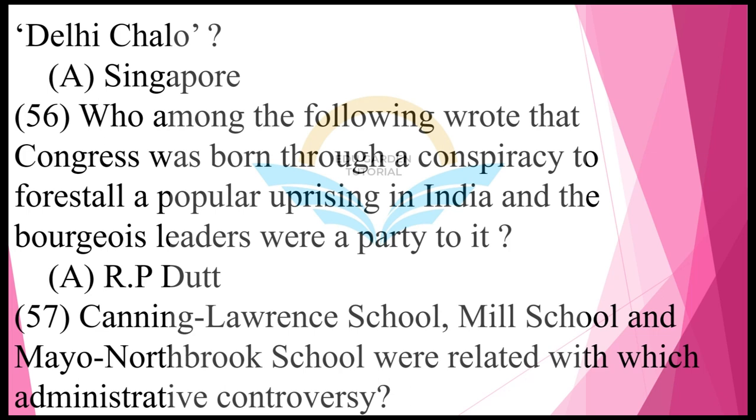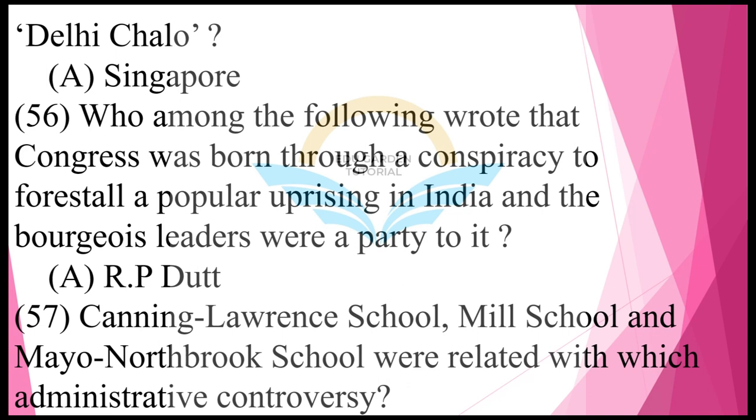Next one. Canning Lawrence School, Mill School and Maya Northbrook School were related with which administrative controversy? Answer is implementation, continuation, and extension of permanent settlement.